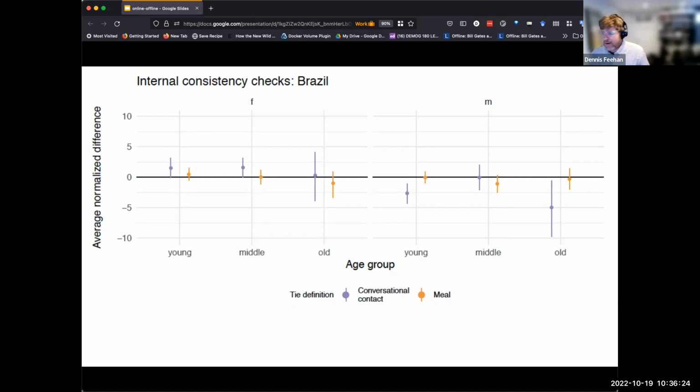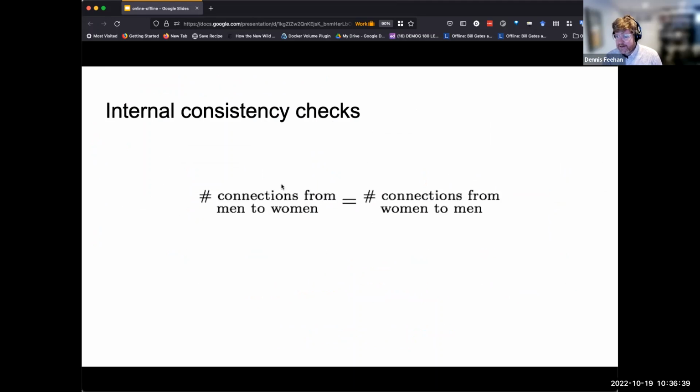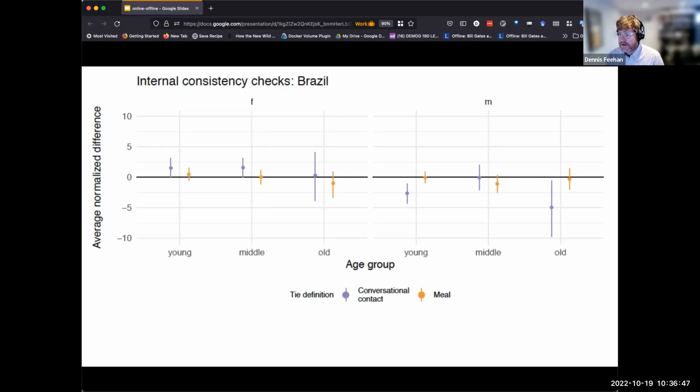Again, I'm going to follow this pattern where I talk about one country and then show you the results from all the countries. This shows the results of internal consistency checks based on gender and age group in Brazil. The previous slide was about just men to women. Now I'm going to be talking about young men to everybody else, and everybody else to young men, as a type of connection that has to balance. Here, these are age categories on the x-axis. This left-hand panel is females. This right-hand panel is males. The colors are the tie definitions.